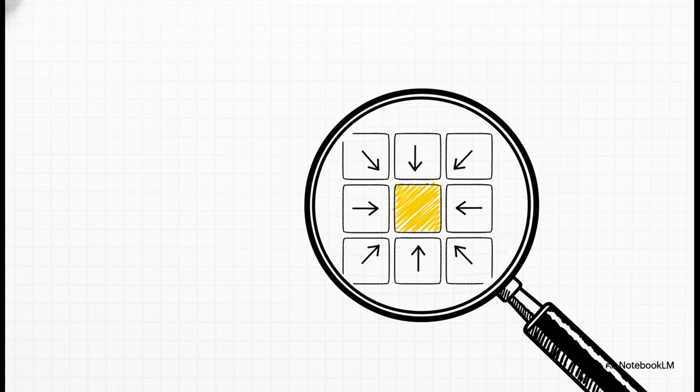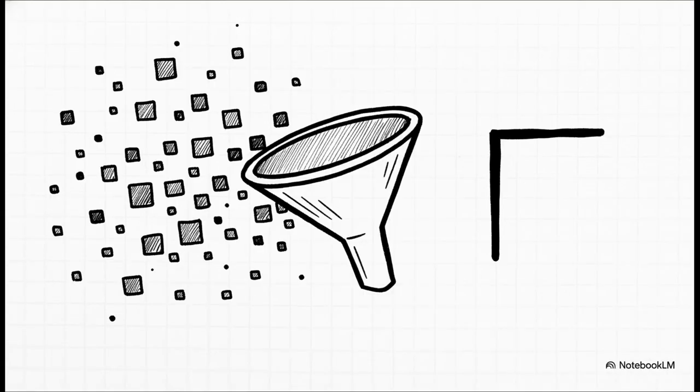Imagine you're standing right up close to a giant mosaic artwork. Local processing is like ignoring the whole picture entirely and focusing solely on how one single individual tile relates to the 8 immediate tiles touching it in a tiny 3x3 grid. So let's look at what makes this method tick.